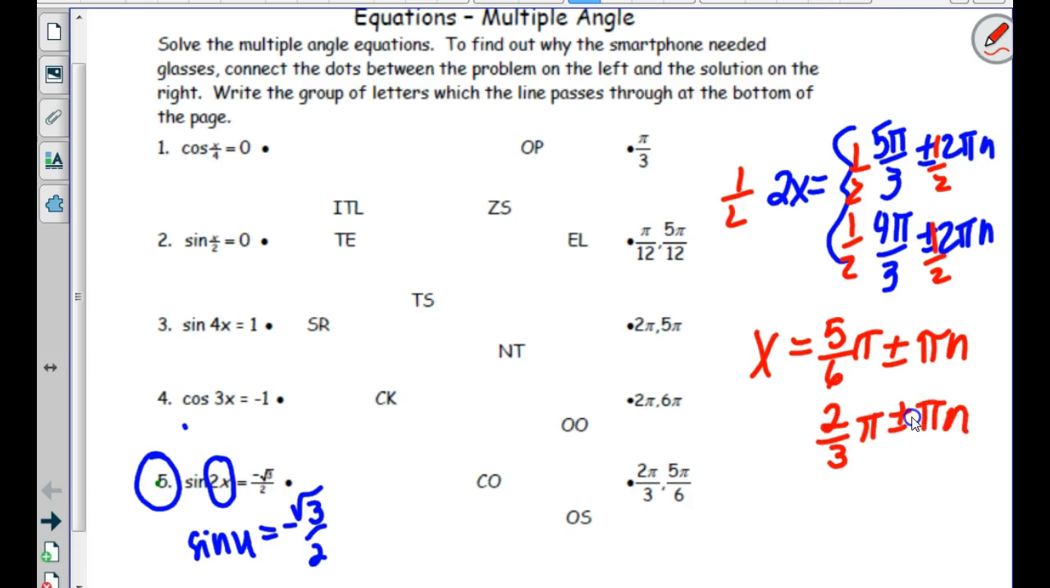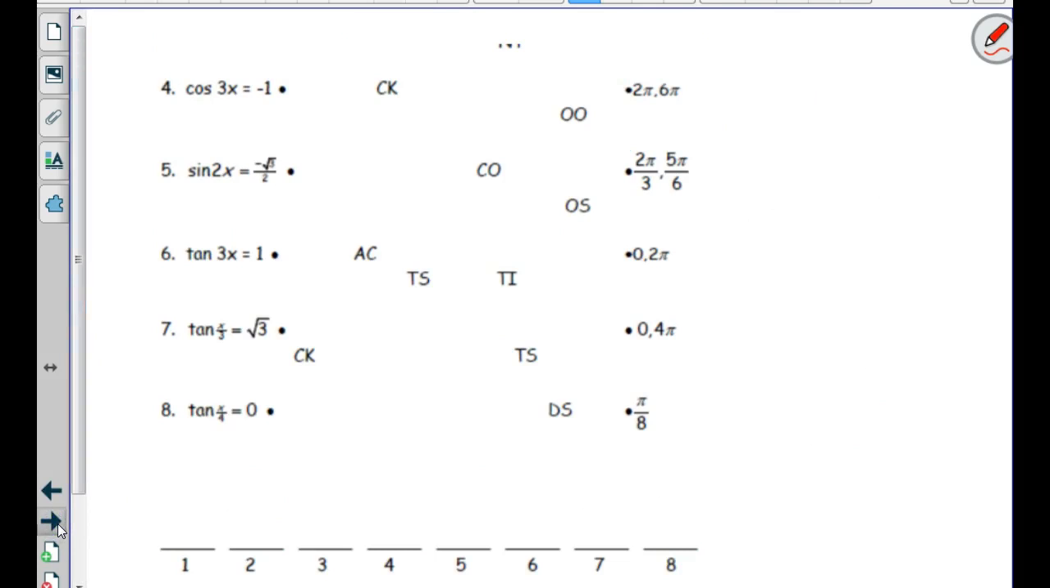Now, I'm thinking that's probably they just wanted these two solutions. So 2 pi over 3 and 5 pi over 6. Is there a choice? Let me page down here. Yeah. That's the only one that's even close, right? So apparently you're supposed to connect this dot over to this choice. And then what does it say to do? Write those letters on the blank for number 5. Like that. Okay.